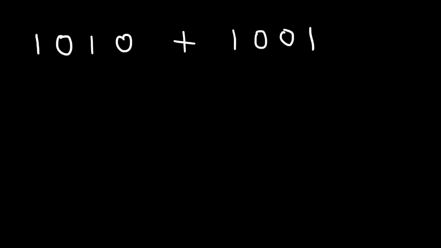Now let's work on some example problems. Go ahead and add these two binary numbers. 1010 plus 1001. Now the first thing you should do is you should line up these numbers. And then add up the numbers column by column.